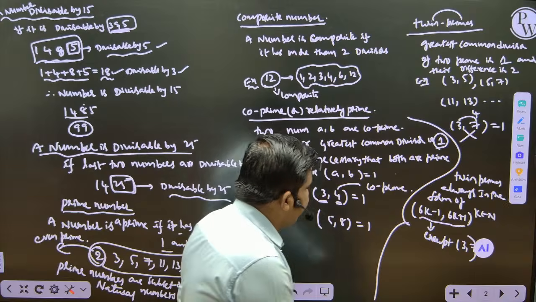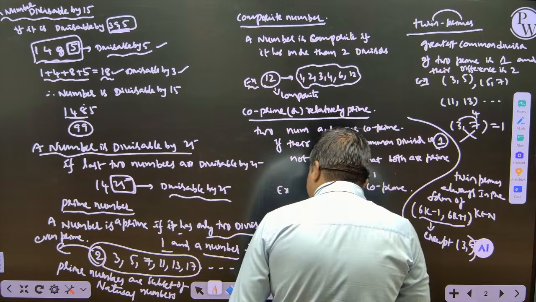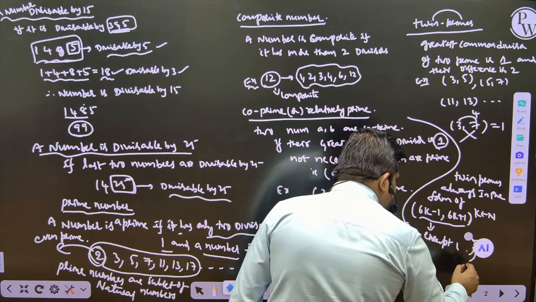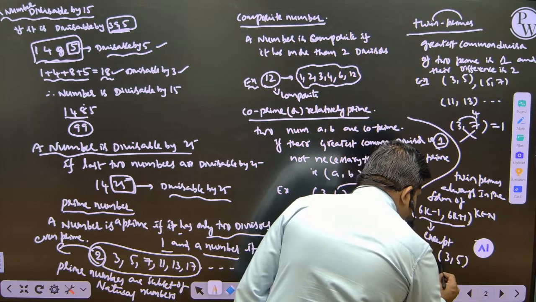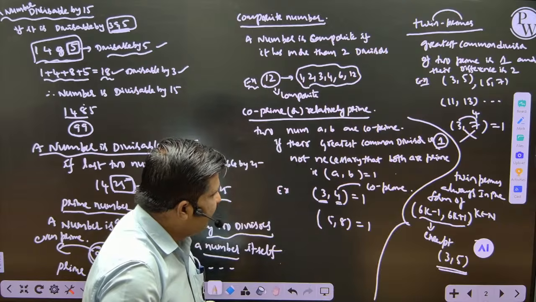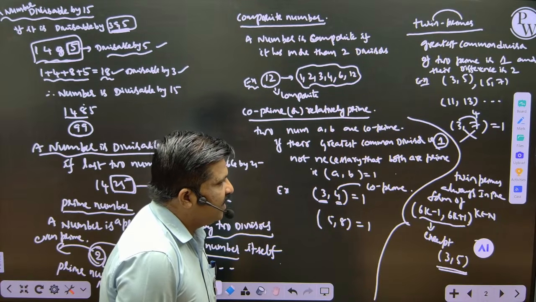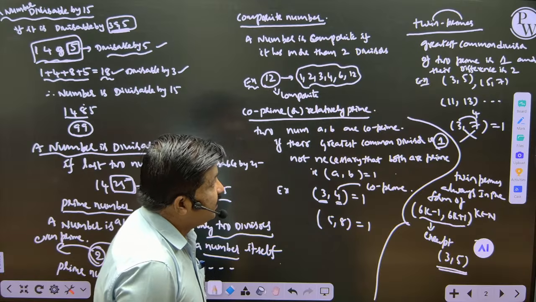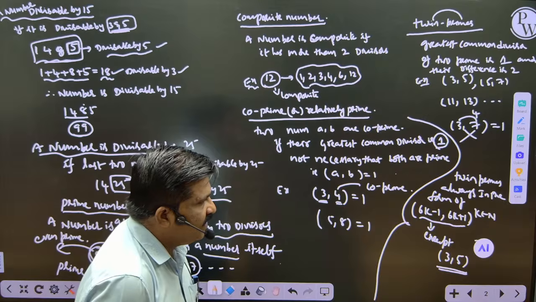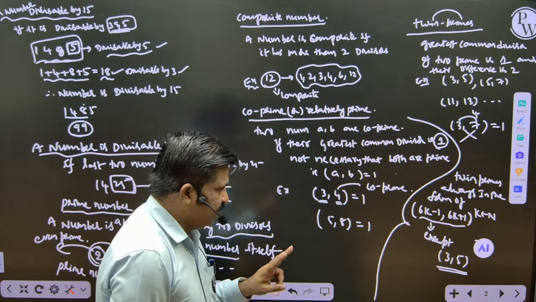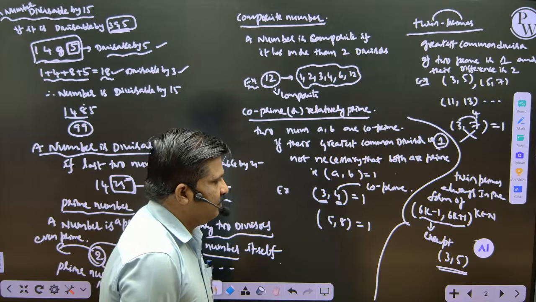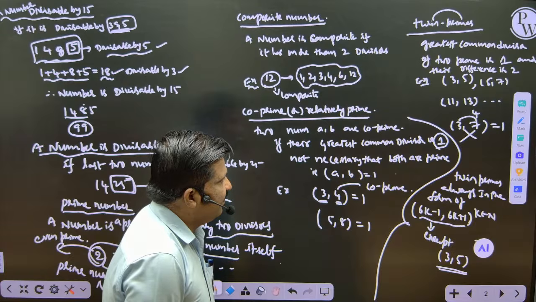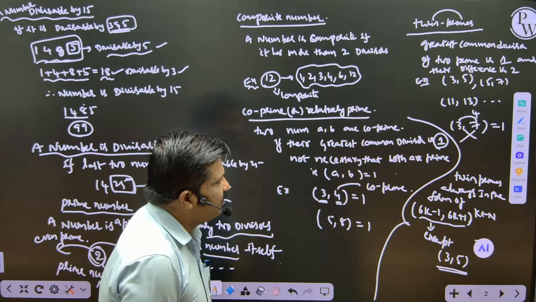Except 3 comma 5, the remaining twin primes must be in which form? In the form of 6k minus 1 comma 6k plus 1 form. But except 3 comma 5. Twin primes means both should be prime numbers, but the difference should be what? 2. Then the primes are called twin primes. That's why 3, 5, 5, 7, 11, 13, these all are twin primes.